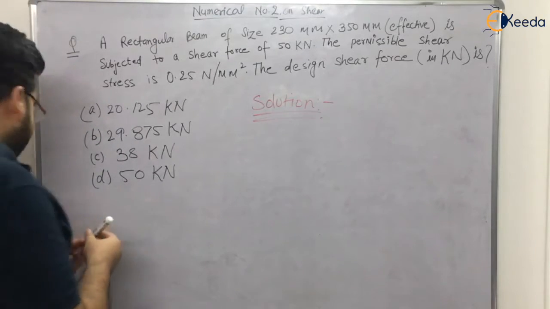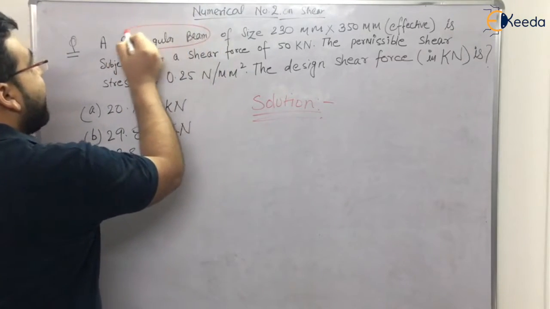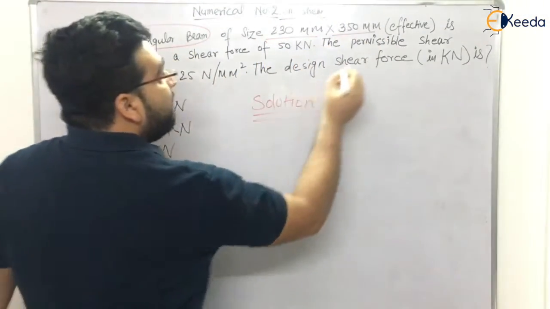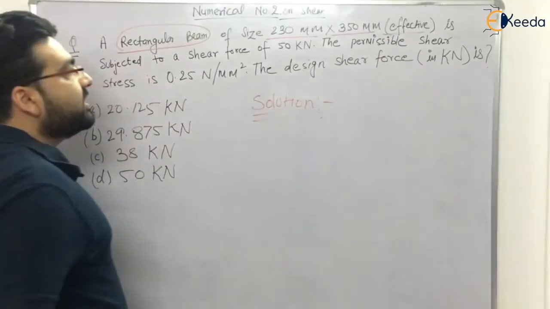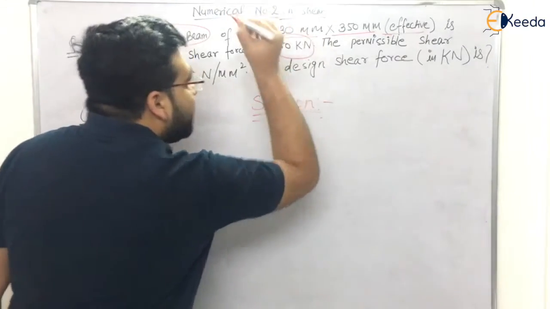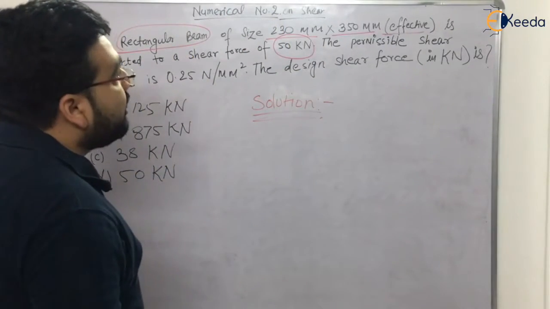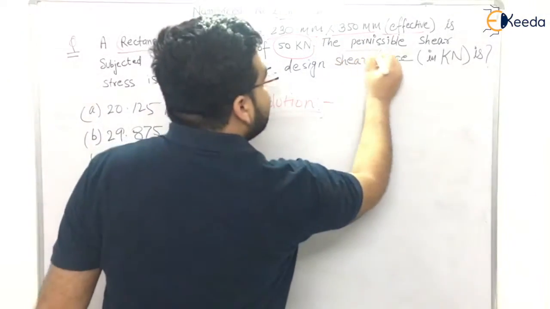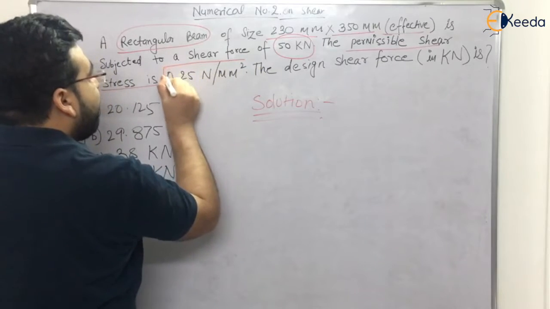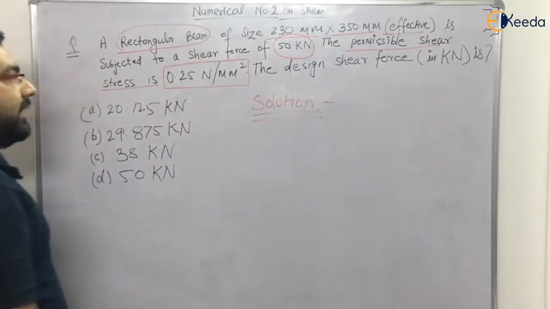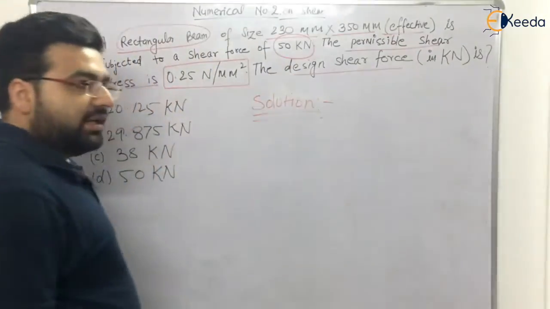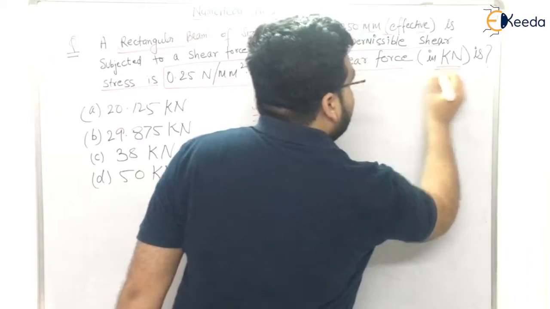The numerical is a rectangular beam of size 230 mm into 350 mm, which is the effective depth, is given, and is subjected to a shear force of 50 kilonewton. Important, subject to shear force of 50 kilonewton. The permissible shear stress is 0.25 Newton per mm square. The design shear force in kilonewton is.